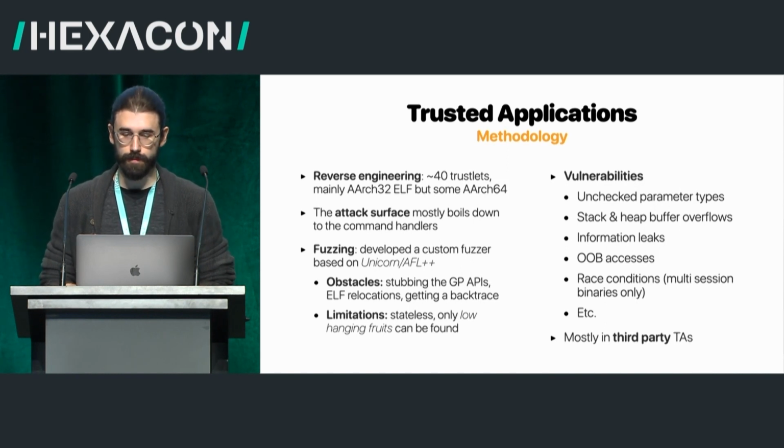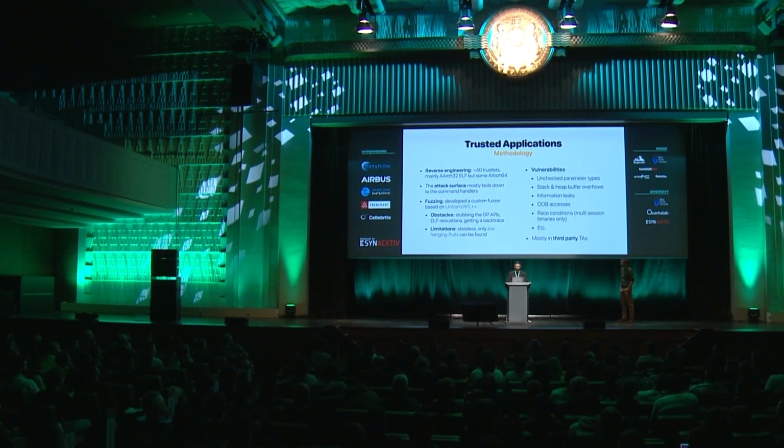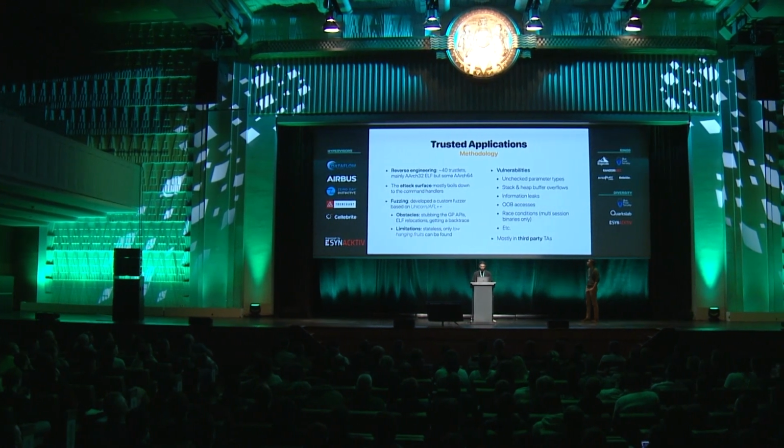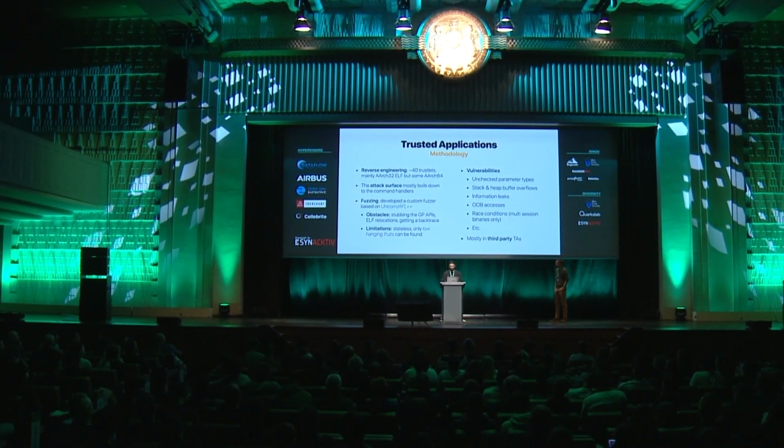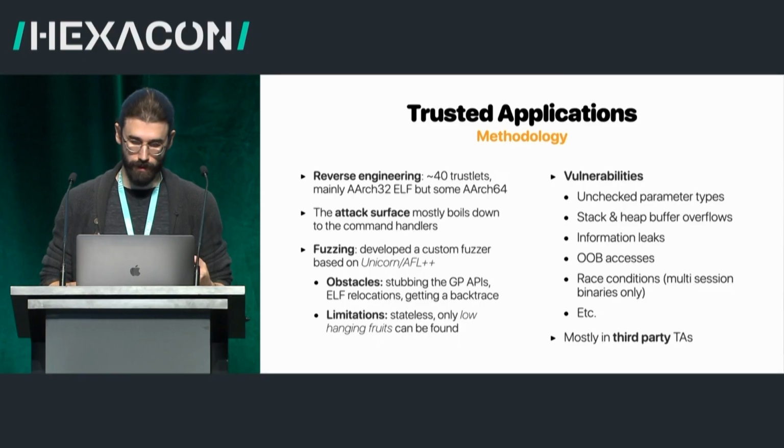We also did a little bit of fuzzing using the usual AFL Unicorn duo. It took a bit of time to get things working, also because of the amount of GlobalPlatform APIs we had to stub, and also getting things like an ELF loader working properly. Our fuzzer is also a bit limited because it is stateless, so we are lacking a bit of depth in the coverage. But it did yield some new bugs that we had not found through static analysis, so it was worth it. On the right, you can see some examples of vulnerabilities we found, and most of them were in third-party trustlets. Trustlets developed by Huawei were relatively clean.